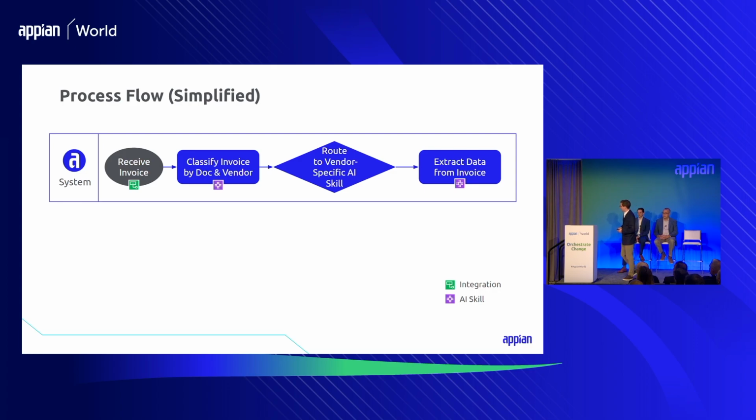And then classification happens. This serves two purposes. One is identifying the document type. Is it an invoice or an order acknowledgement? Both of which need to be reconciled against the accounting system but have slightly different workflows. And then the second is, did it come from a priority vendor?